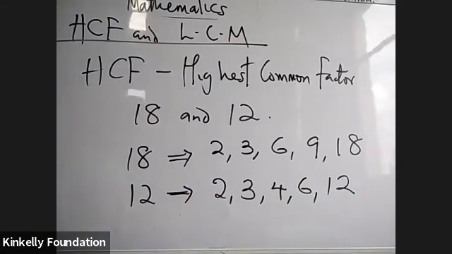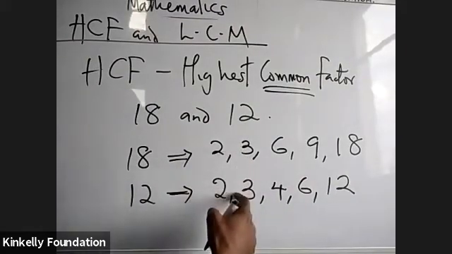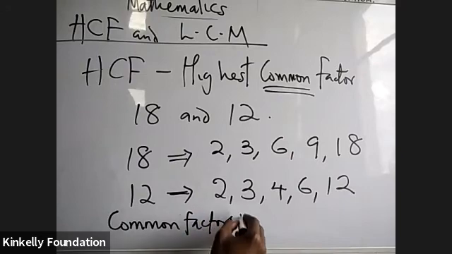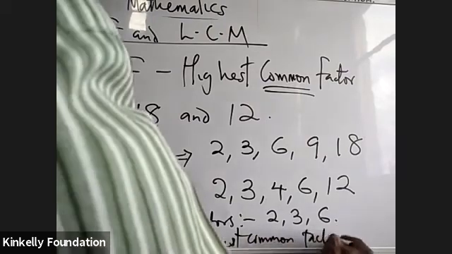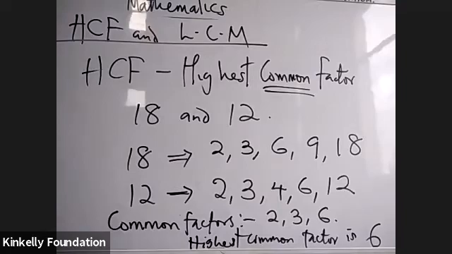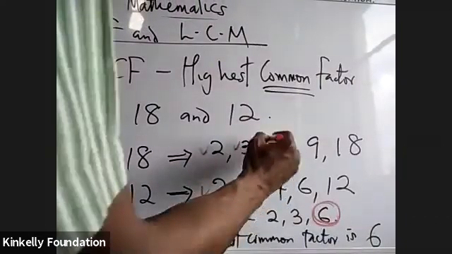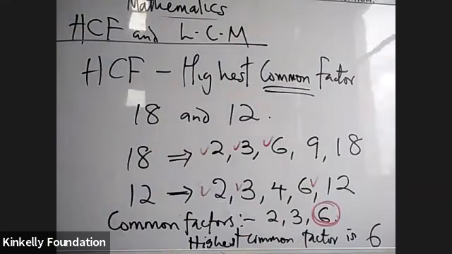Among these factors, there are ones that are common. What do we mean by common? By common, we mean you find them in both. You see these ones, they are common. The common factors here are 1, 2, 3, and 6. Among these common factors, 6 is the highest. Now, the highest common factor is 6. You see it now. This is the highest common factor. Only this one is the highest of the common factors. That's how to detect the highest common factor among numbers.